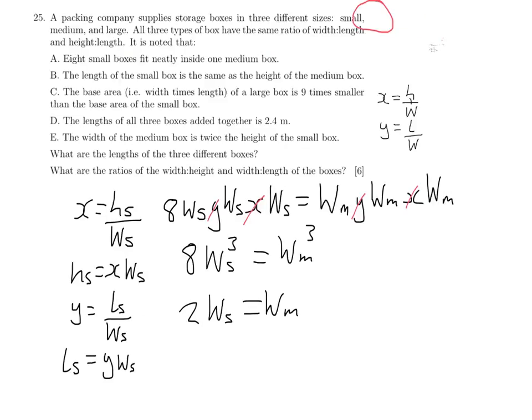And because we've done that, we can also say that the height of the small box is 2 times the height of the medium box, because they share that aspect ratio as I just mentioned, and the length of the small box is 2 times the length of the medium box. So I'm going to take those facts and put them up there because we're going to need to know them later.